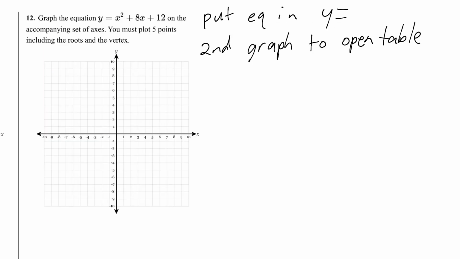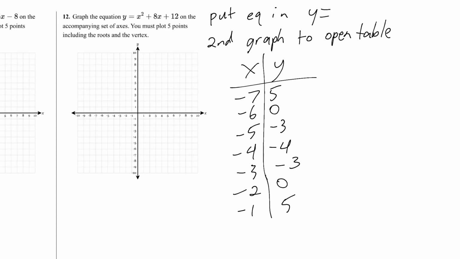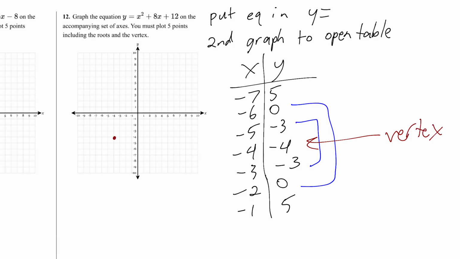For this one, again, I'm going to put the equation into y equals. I have x squared plus 8x plus 12. I'm going to press second graph to pull up the table. If this is what my table looks like, I want to look for this symmetry right here. That means that the middle value is my vertex. So that's -4, -4. I have to include that.